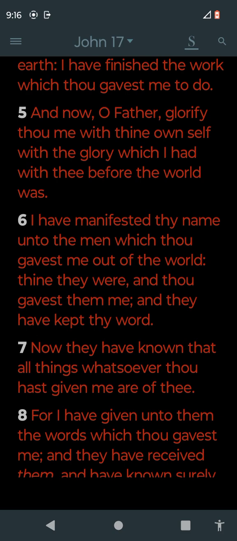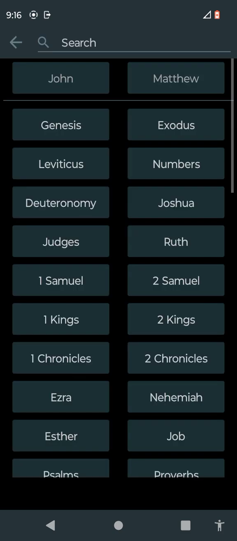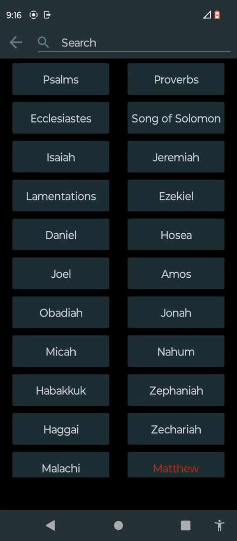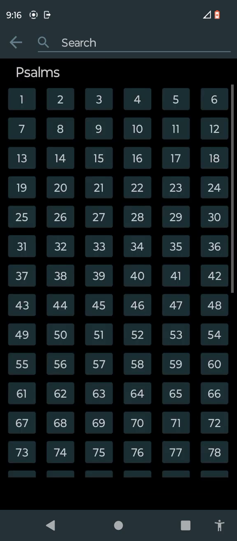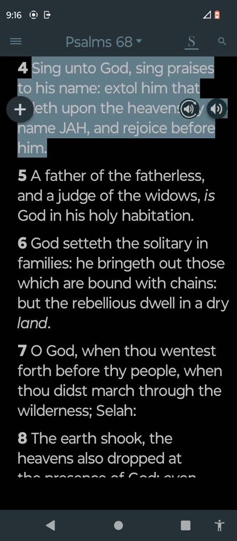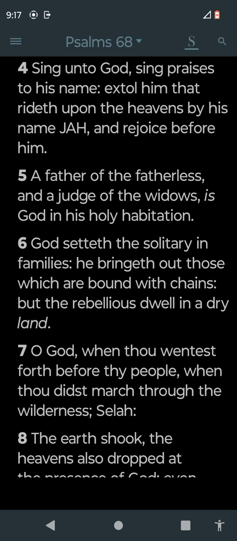Why? I want to show you why. Let's go to Psalms 68:4. And you're going to learn the Father's name real quick. I wasn't planning on doing any of this, but it's on my heart to do so. We're going to go to Psalm 68 and verse 4, which says, "Sing unto God, sing praises to his name. Extol him that rideth upon the heavens by his name Jah."